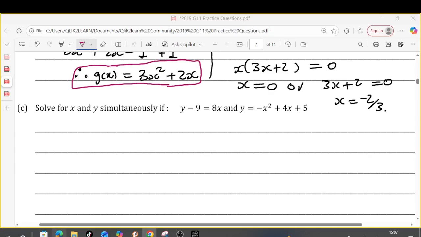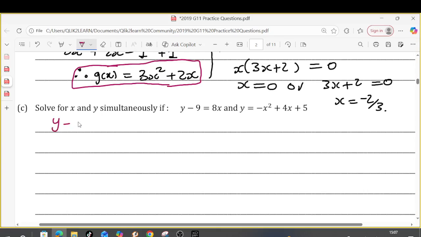So the first thing, guys, that you need to focus on is making one variable the subject of the formula. A tip that I'm going to give you as a learner is that on these two equations, look for the easiest equation, the easier one.